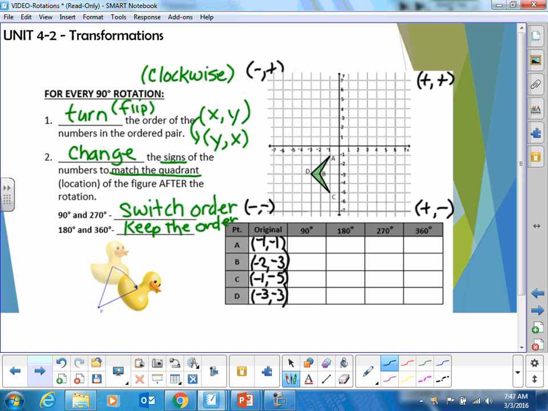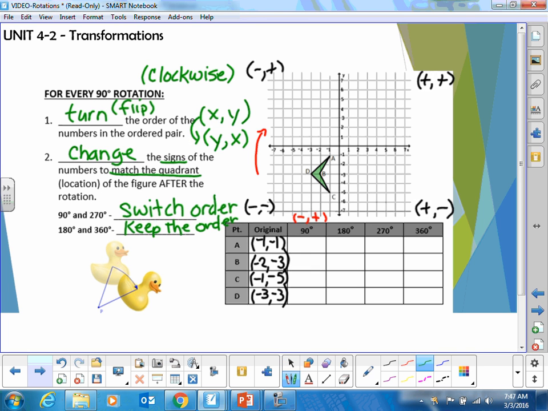Okay. If I rotate it clockwise 90 degrees, that means I'm going to move it one quadrant. Clockwise means I'm going to the right. So I'm going to go from here to here to the second quadrant. So I know that my signs have to be negative and positive. And remember what I said about the point A is going to rotate around that origin in the middle? So our rule says we're just going to flip the order of the numbers.